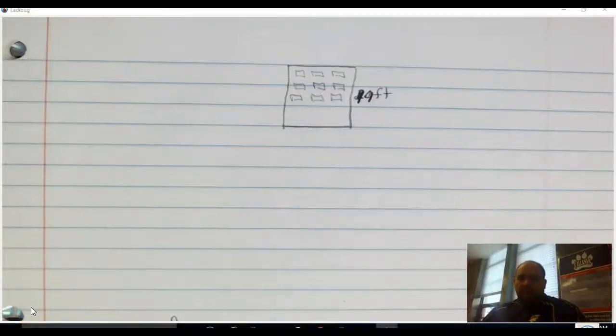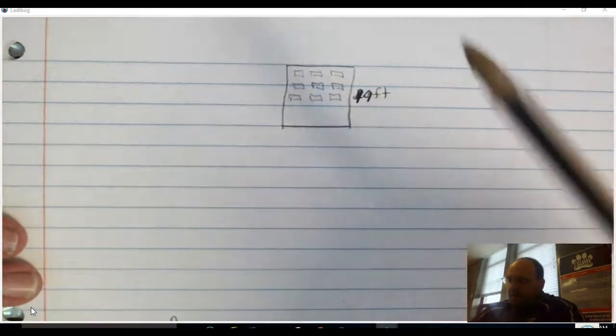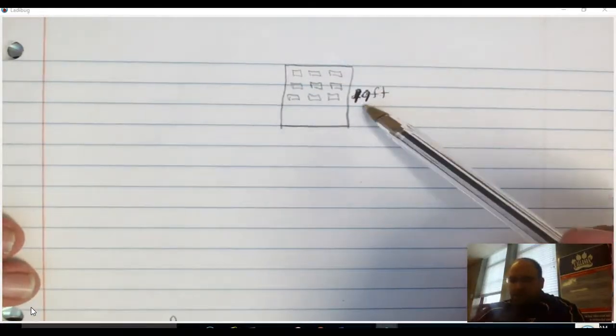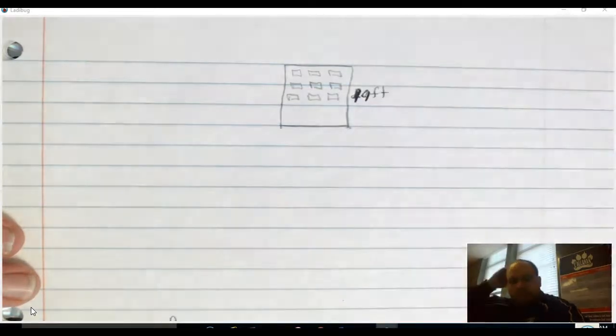All right, welcome back to the Pythagorean theorem. Today we're going to look at real-world problems and how to solve them. In the first example, I have a building, and I'll let you know that the building is 19 feet high. So from the bottom to the top of the building, it's 19 feet.